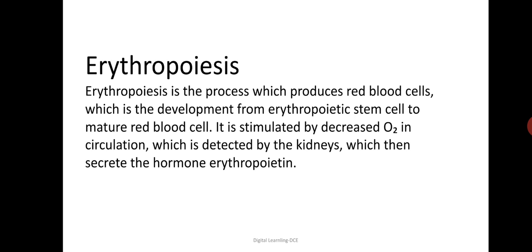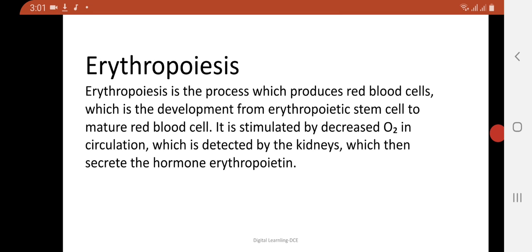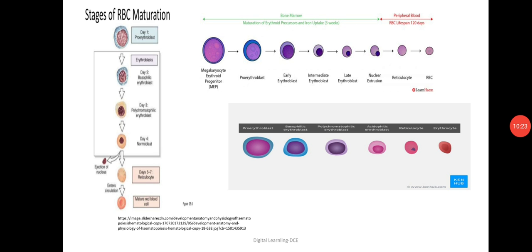Erythropoiesis, as I already told you, is the process of the production of RBCs from the erythropoietic stem cells to mature blood cells. It is stimulated by decreased O2 in circulation, which is detected by kidneys, which then secrete the hormone erythropoietin. This picture shows the stages of maturation of RBCs.